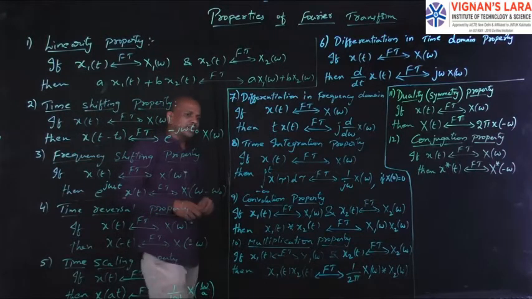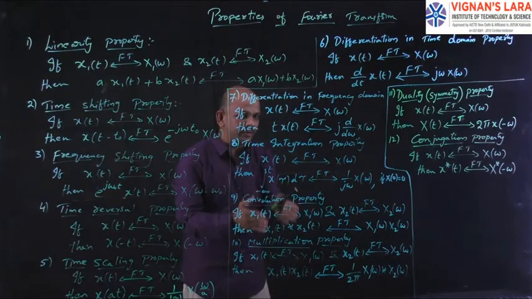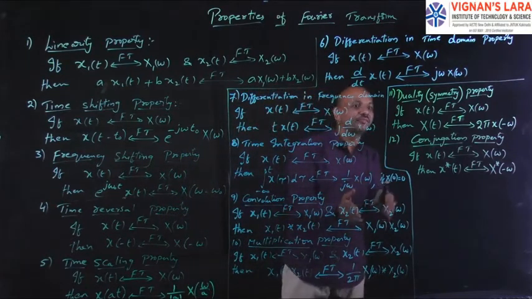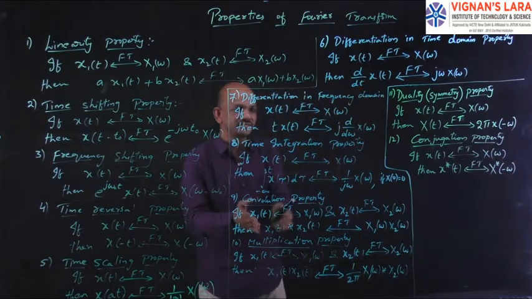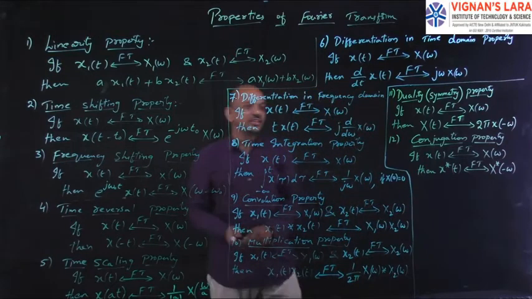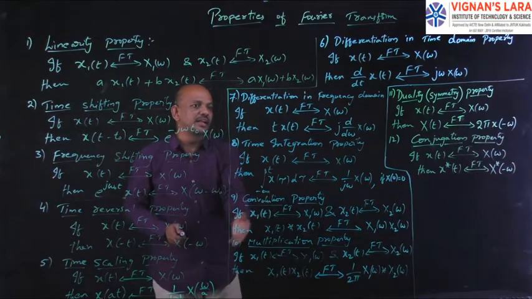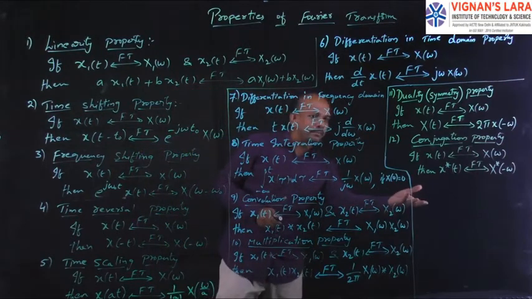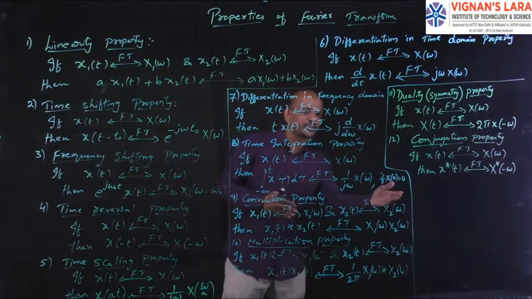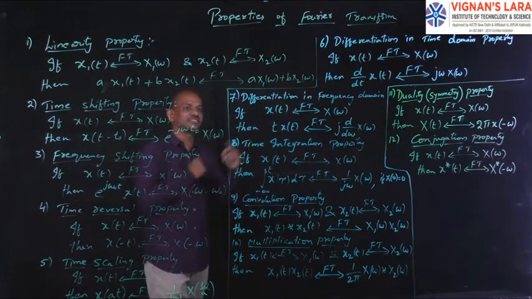Simply, the convolution of the signals in the time domain is equal to the multiplication of the signals in the frequency domain. So in the time domain it is convolution, in the frequency domain it becomes multiplication. That means their spectrums will be multiplied. If two signals are convolved in the time domain, then their spectrums will be multiplied. Simple. Based on this, I can go for the multiplication property also, which is the reverse of this one.